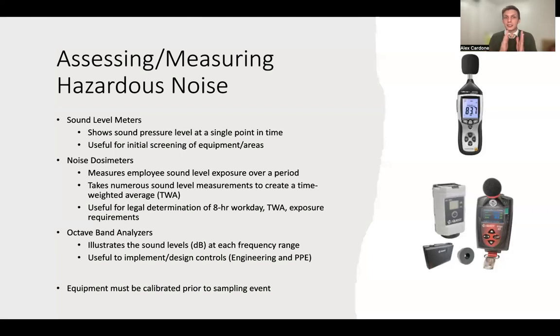So this takes numerous sound level measurements to create what's known as a time-weighted average, or TWA, for the entire workday. A dosimeter is kind of like a sound level meter, but it takes a great multitude of measurements throughout the entire day to put it into one single number known as a TWA, your 8-hour average for the workday. So again, this is useful for legal determination of what an individual's exposure is for an 8-hour workday. So then we have octave band analyzers.